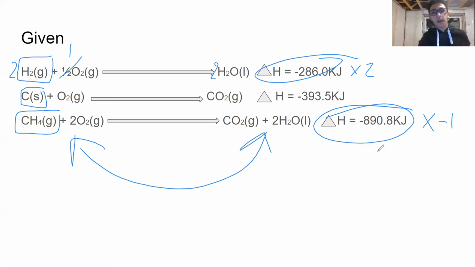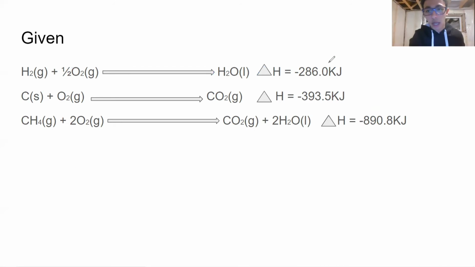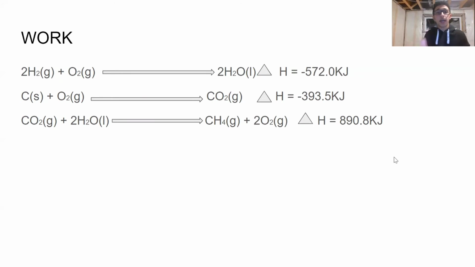So here is what it should look like right now. It should look like this. We multiplied everything in the hydrogen reaction by 2, and we multiplied the enthalpy by 2 as well. And over here in the methane reaction, we multiplied by -1. So everything switched over, and this became a positive number. This right here, the enthalpy.